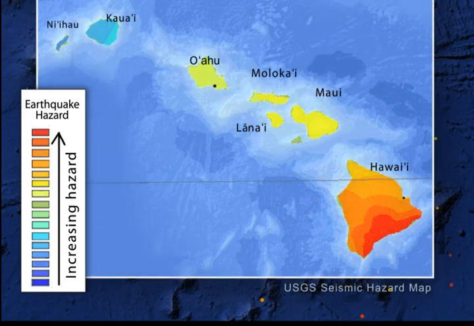Warm colors, seen mostly on the island of Hawaii, indicate the highest seismic hazard in the state, comparable to that along the San Andreas Fault Zone of California. Seismic hazard decreases northwestward along the Hawaiian island chain, as shown by cooler colors, but it remains significant as far northwest as Oahu.